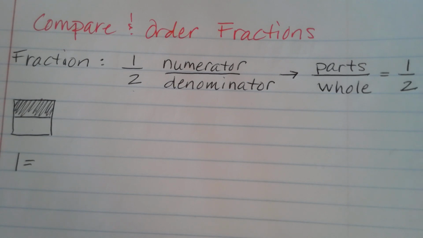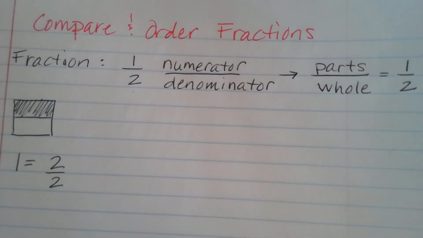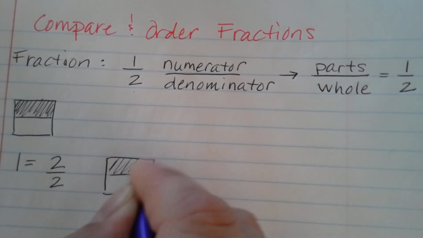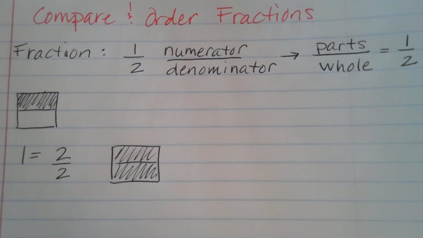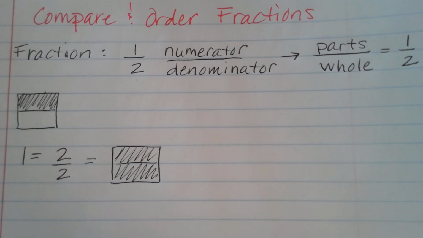It would look like... Violet, how would I write it? 2 over 2. Don't make it difficult. So I would have my 2 pieces, and they would both be shaded, which shows a whole. 1 whole.